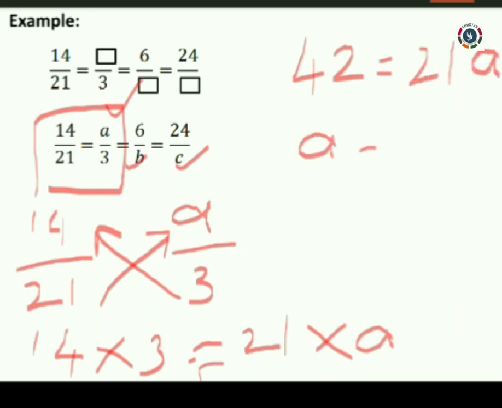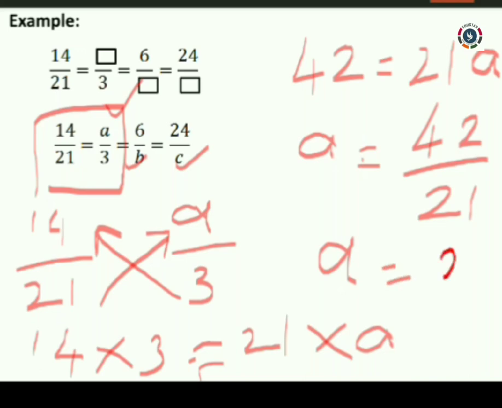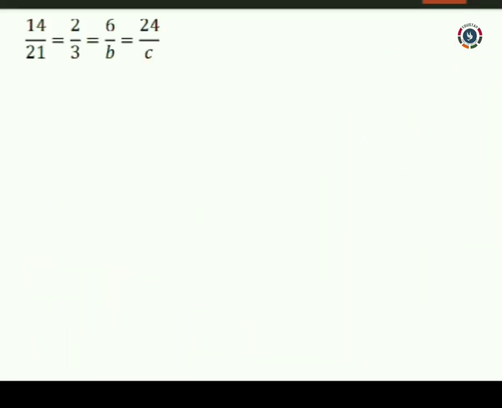Now we have to find the a value. So a equals 42 divided by 21. So a equals 2. If you divide 42 by 21, you will get the answer as 2. So your a value is 2, right?